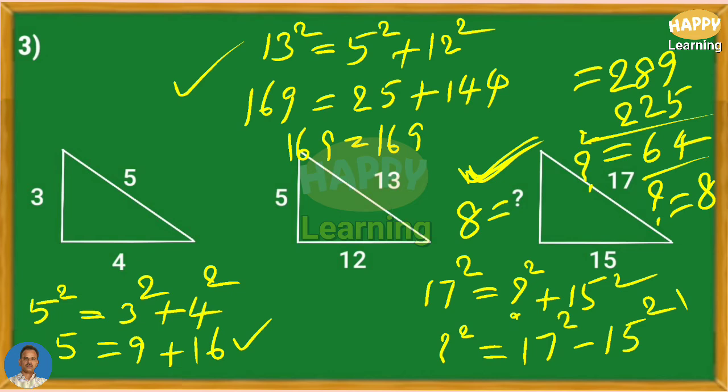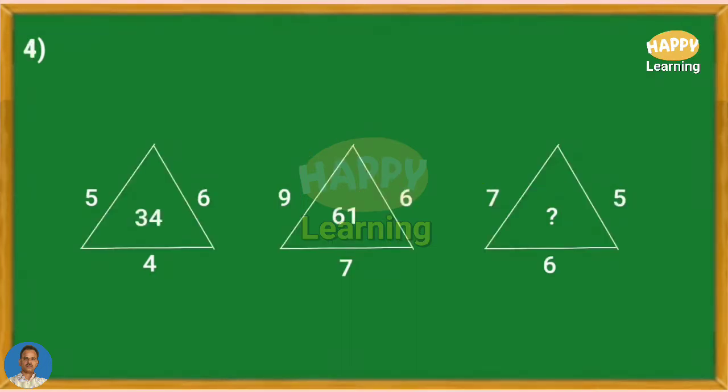Okay, right. Let us move to the next question. So next, fourth question. Here we have 3 diagrams. Here there is one unknown value that is to be found. Let us find the logic between the first diagram values, and then let us check that the condition is satisfied in the second diagram also or not.